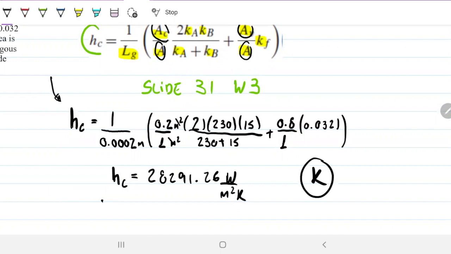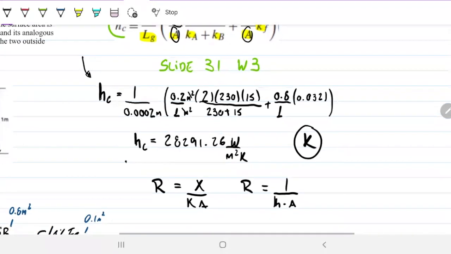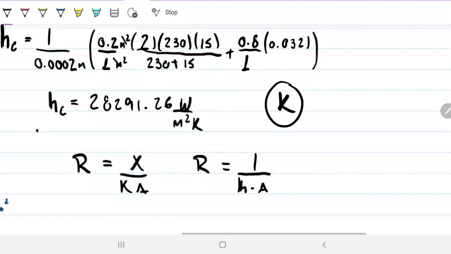For now, all you need to know is that if we wanted to find the resistance for conduction, we have to do X over KA. If we want to find the resistance for convection, we do 1 over HA. So the X is not there anymore. I'll explain that better in question number 4, okay? So if you want to know what the resistance is, we just need to do this.